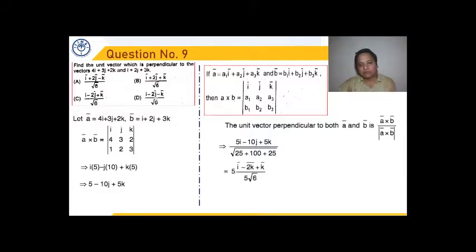which comes out to be 5 root 6 in the denominator, and 5 we take out common from the numerator. 5 and 5 cancel out. So we get i minus 2j plus k upon root 6 as a unit vector which is perpendicular to both the vectors A and B. And if we look at the choices, our answer comes out to be choice C, i minus 2j plus k upon root 6.